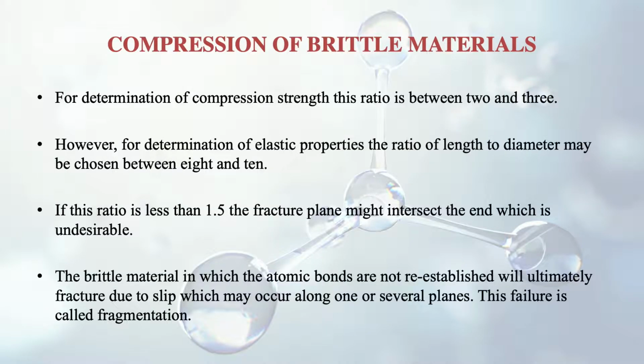So the brittle material, in which the atomic bonds are not re-established, will ultimately fracture due to slip, which may occur along one or several planes. This failure is called fragmentation. Now if it is slipping, it is occurring due to shear. This failure is occurring due to the shear.